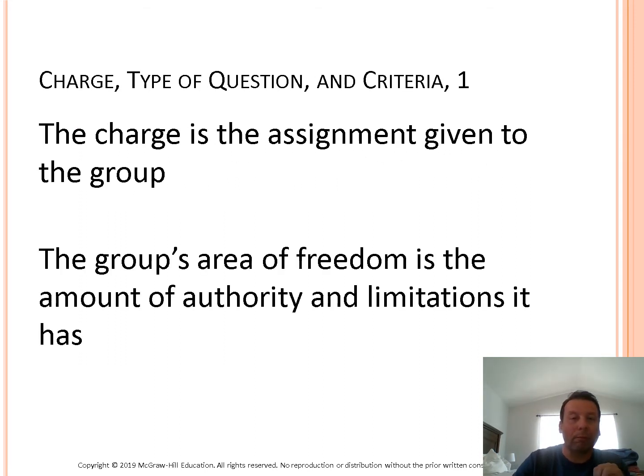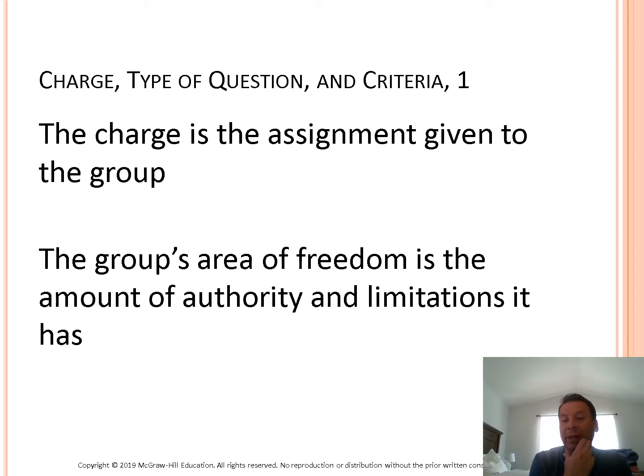Nice. All right. So the charge is the assignment given to the group. You are charged with solving this problem, right? So think of a charge as the what you've been appointed to do. What is the task that has been given to you, right? And the group's area of freedom is the amount of authority and limitations that it has, right?